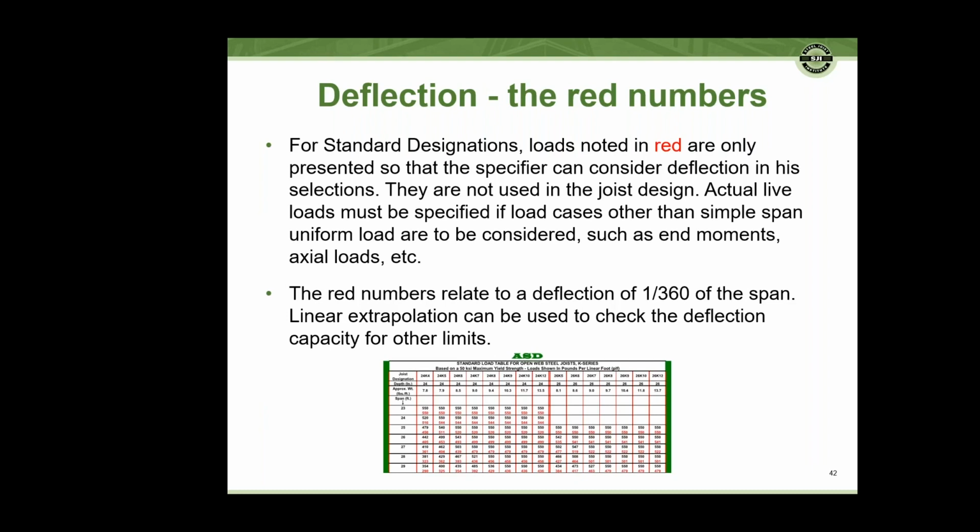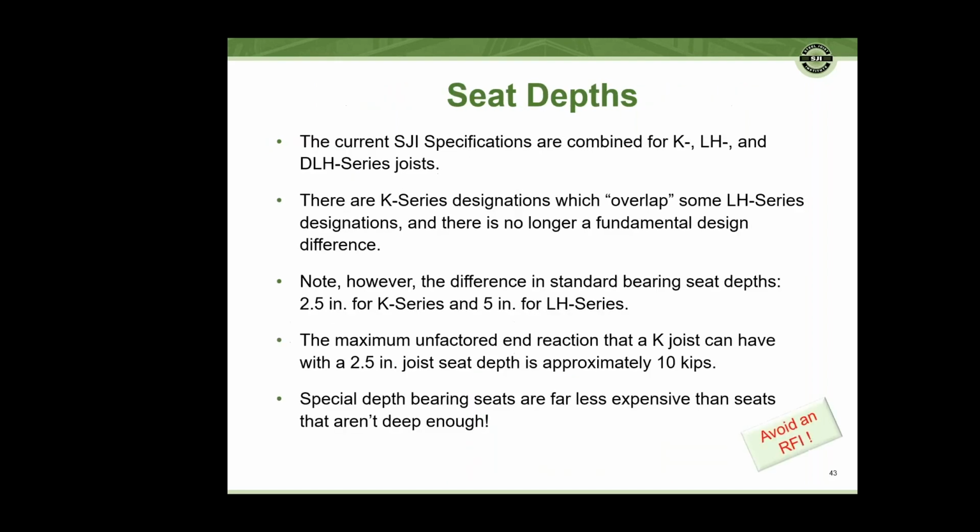Another quick note coming back to the red numbers in the load tables. Again, those are a capacity for checking or indicating a live load capacity, and they are based on a 1/360 limitation, but then if the rule is L over 240 or L over 180 or any other requirement, those can be prorated and linearly extrapolated for other conditions.